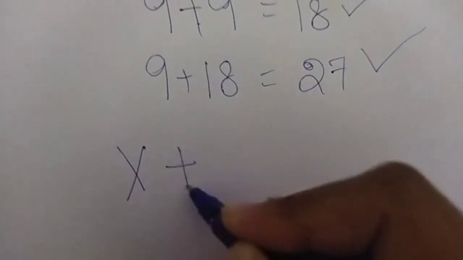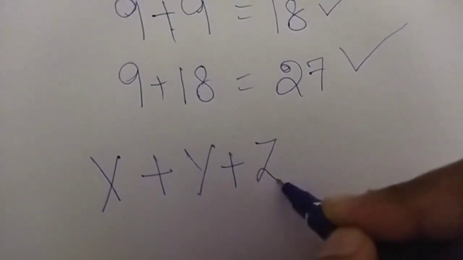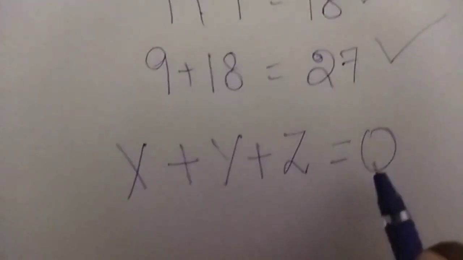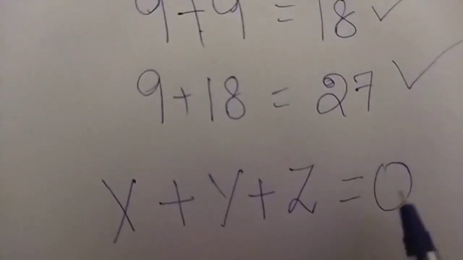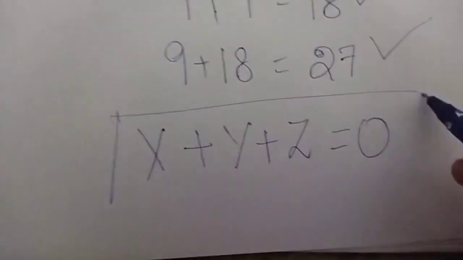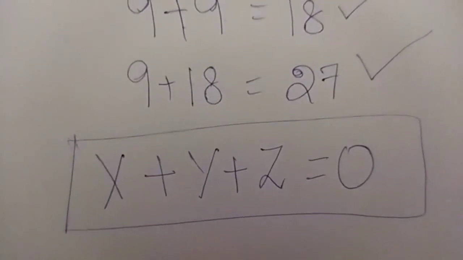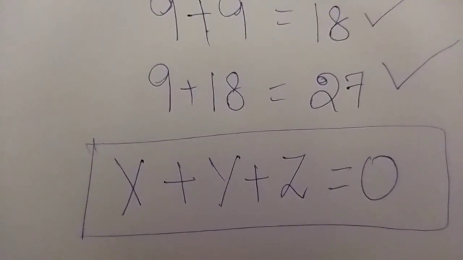So the answer for x plus y plus z is equal to 0. If you put any number other than 0, you don't get the least possible value. So x plus y plus z is equal to 0 is the least possible value. So copy down this one in your class book. Let's go to the next sum.